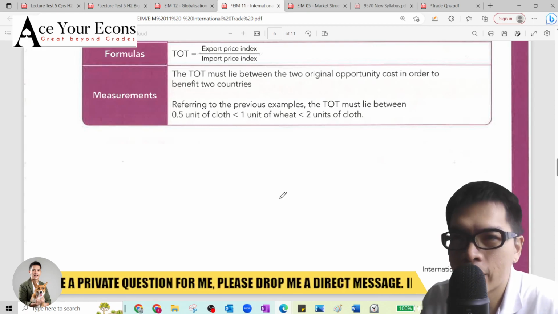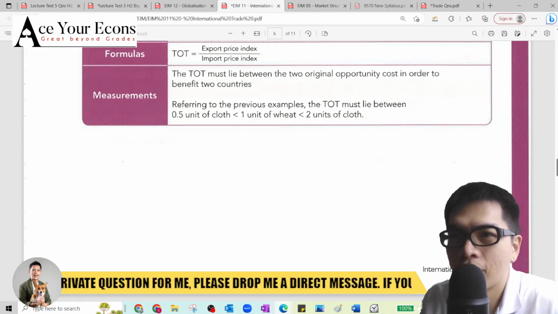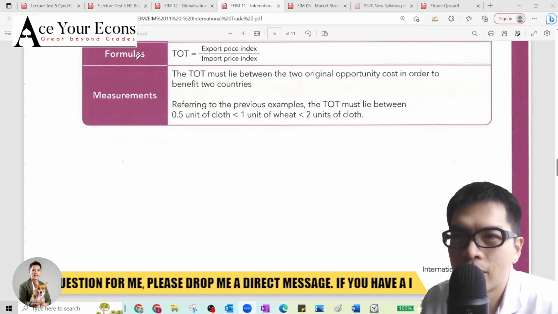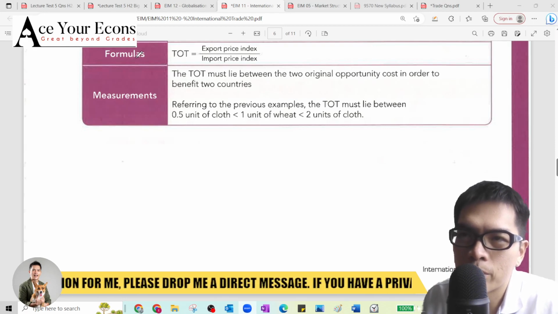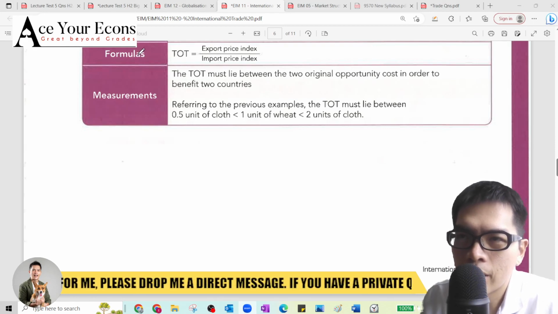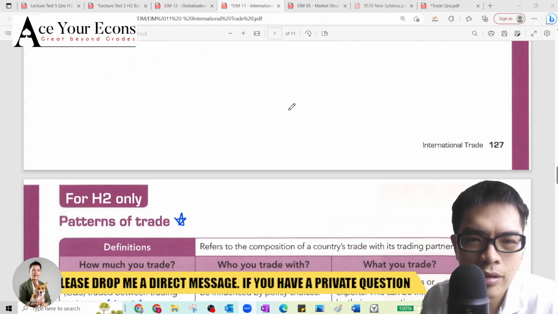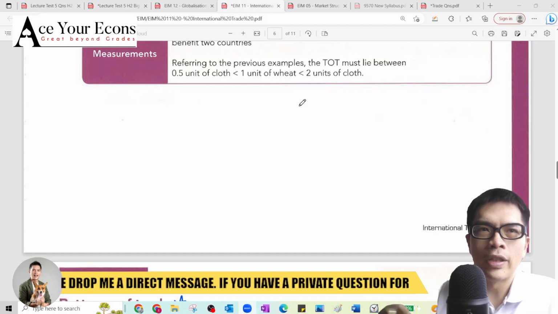Inter and intra-industry trade. So later, inter and intra-industry trade will be tested in the quiz. What else?